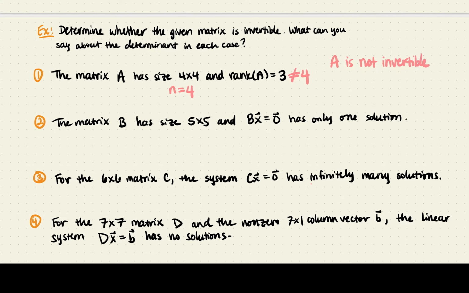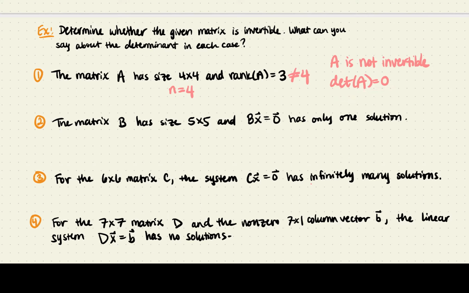And we can say that the determinant of A has to be 0. Okay? The statement in the invertible matrix theorem said that the rank of A being n is equivalent to A being invertible, and it's equivalent to the determinant of A not being 0. So if we're going to negate all of those things, we have to say that A is not invertible, and also the determinant of A is 0. That's the opposite of not being 0.